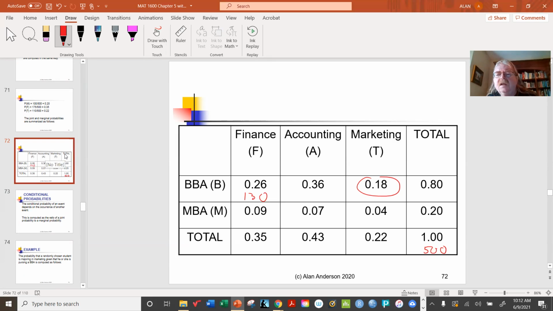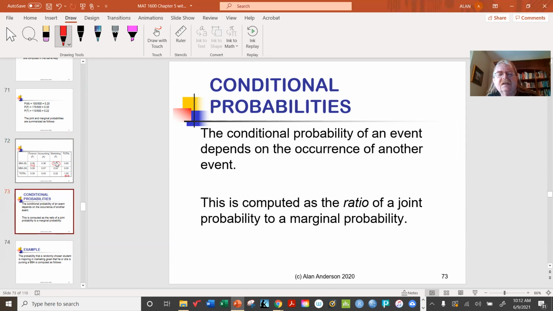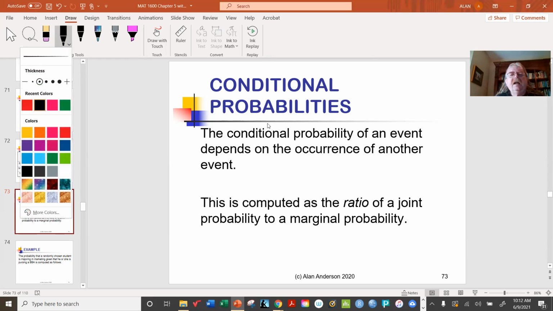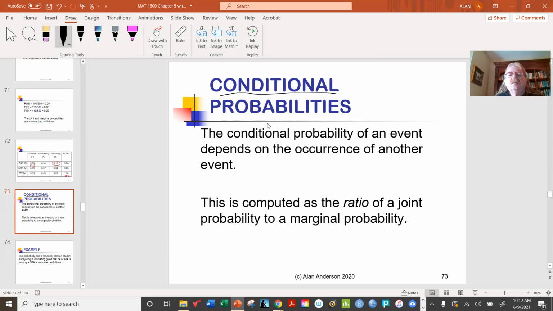Now, we've saved the best for last. I did mention earlier that there are three different kinds of probabilities that we need to understand to define the multiplication rule. The last and the most important one is called conditional probabilities. What's happening here is that the probability of one event depends on the occurrence of another event. So let me just show you a quick intuitive example of what this means.